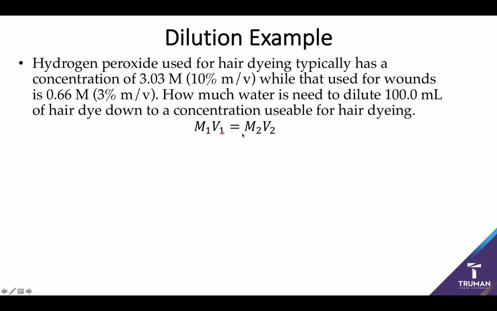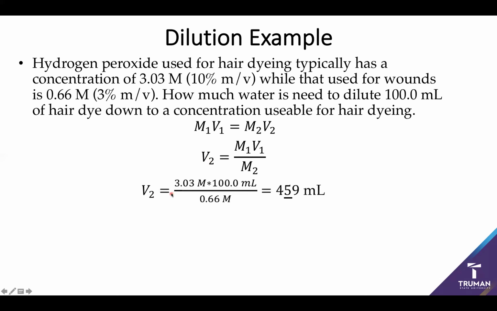So in order to do this, I'm going to set up M1V1 equals M2V2. Now, the question is, what do I need to know? So I know my original concentration, that's M1. I know my initial original volume, that's my V1. I know my final concentration I want, M2. So what I'm looking for is my V2, that final volume. So I go ahead and rearrange the equation to solve for my final volume, input my other variables, and it turns out I need a final volume of about 460 milliliters. Again, watching out for sig figs, but always carry a couple of extra digits for the calculation.